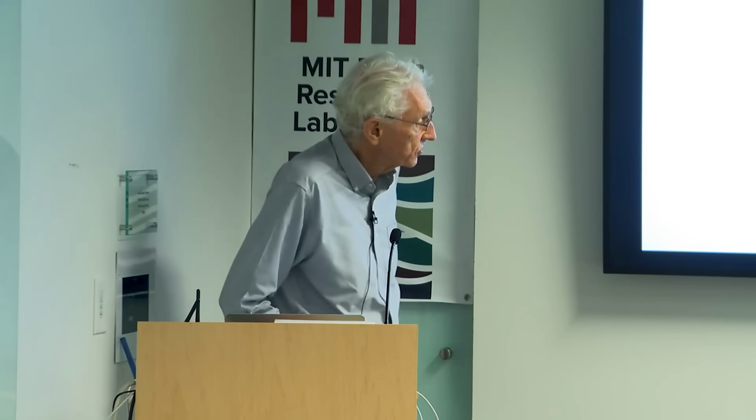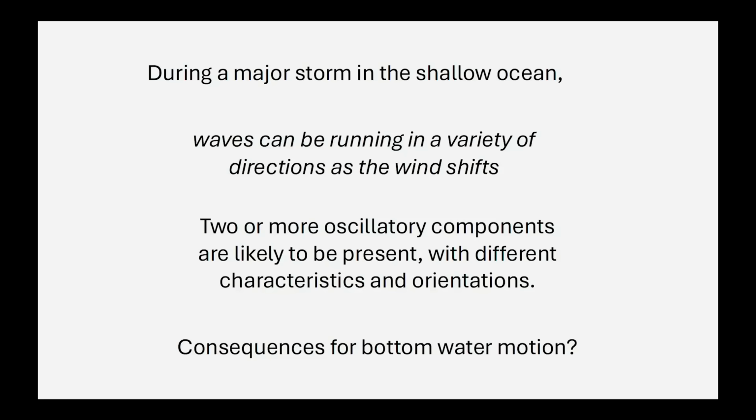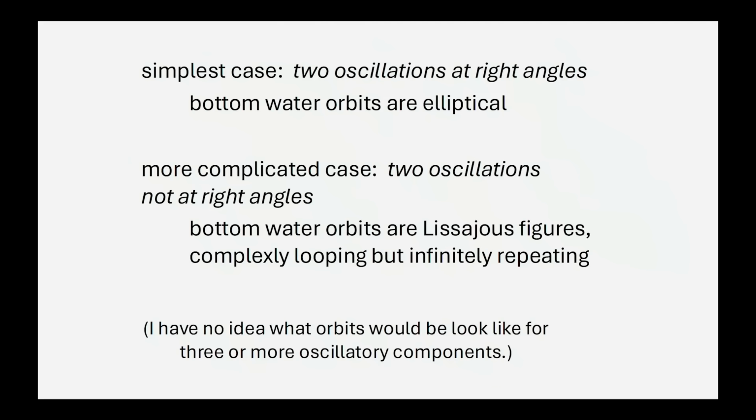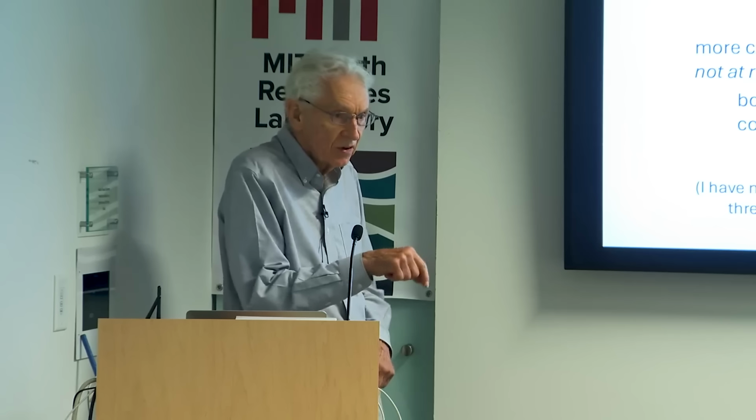I just talked about this. But we have to think about the bottom water motions, because when we talk about the sediment movement by these oscillatory flows, that's an important consideration. So they can be at right angles, which is a fairly simple kind of thing. The orbits would be in ellipses rather than straight lines. And if you had two oscillations not at right angles, it gets a very complicated pattern, which is infinitely repeating.